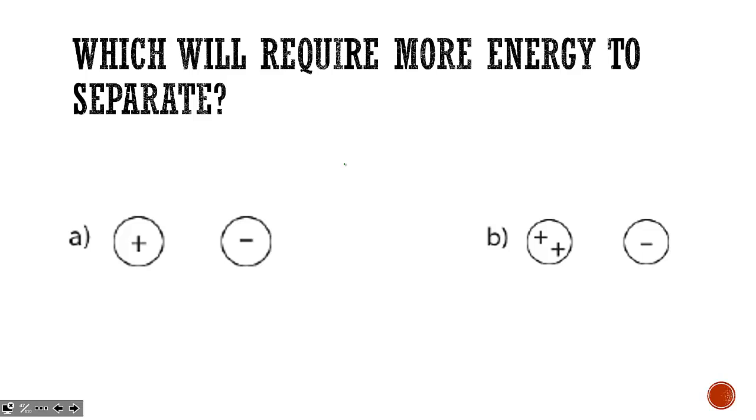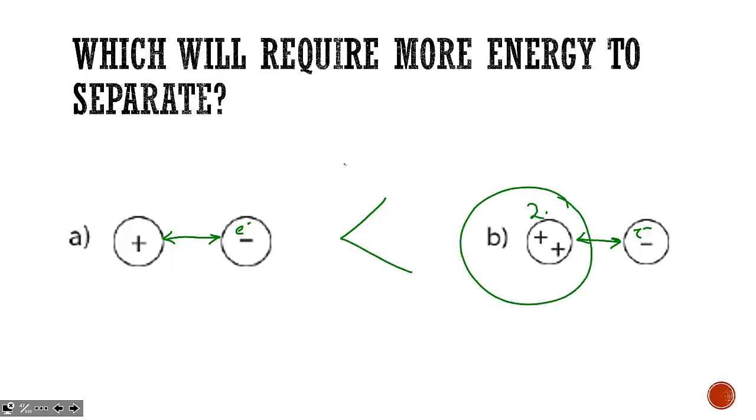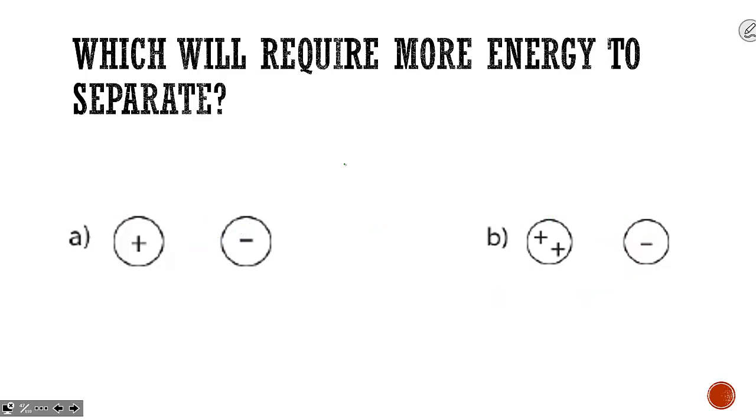In these two pictures, A and B, I've got two different scenarios. Both electrons are the same distance from their positive counterparts, but which one has a stronger attraction? B must be stronger because here we have two protons. That is going to have a much stronger attraction pulling that electron in than, say, having just one proton. So this electron will be pulled with greater force than in example A.